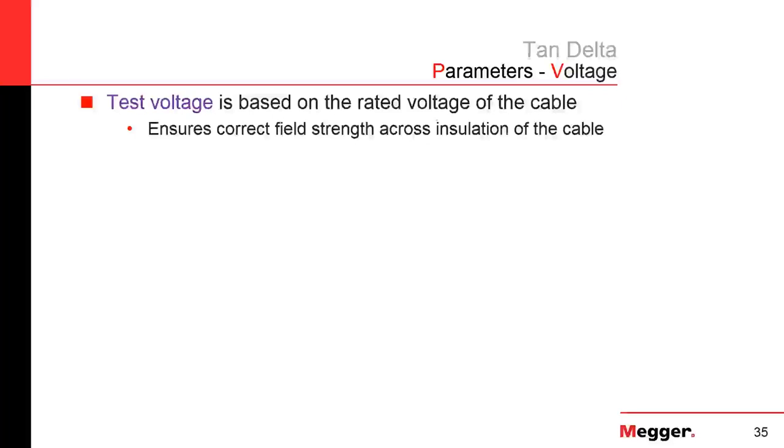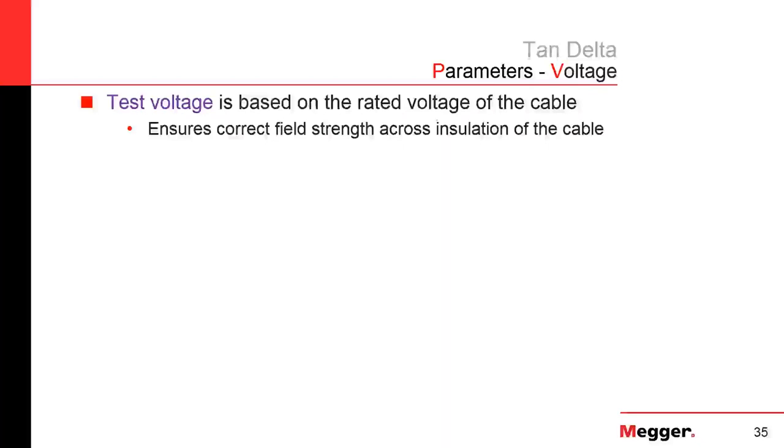So test voltage is based on the rated voltage of the cable. This helps ensure the correct field strength across the insulation of the cable. One of the questions I do often get is, I have 15 kV class cables, but a 13.2 system. What voltage should I use? In a case like that, the difference is very small. I suggest using the rated voltage of the cable, the 15 kV.